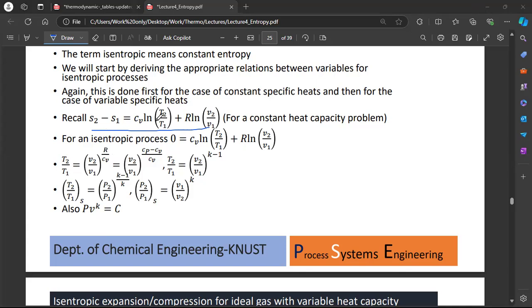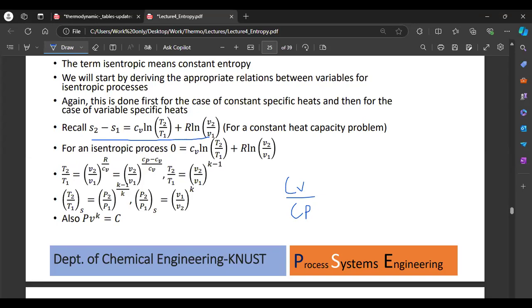So the R value we have here, we can replace it with CP minus CV. And if we simplify even further, we'll get to a point where we'll have CV over CP or the other way around. And remember that we said that if we have CP over CV, we'll be getting K. I think I have it here. Okay, it's here.